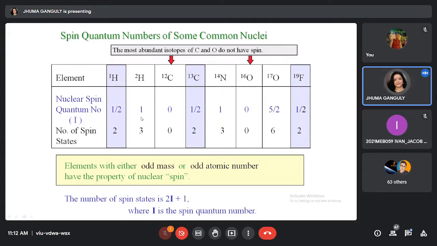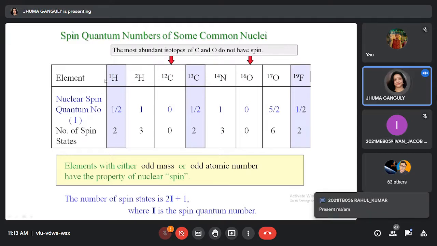Why are we taking only a few nuclei that participate in NMR spectroscopy, and not all? Why not C12? C13 we will consider, but not C12. So we need nuclei with an odd mass, or the spin number should be odd. Odd atomic number nuclei have the property of nuclear spin. Something should be free so they can interact with the other environment and we get some knowledge.